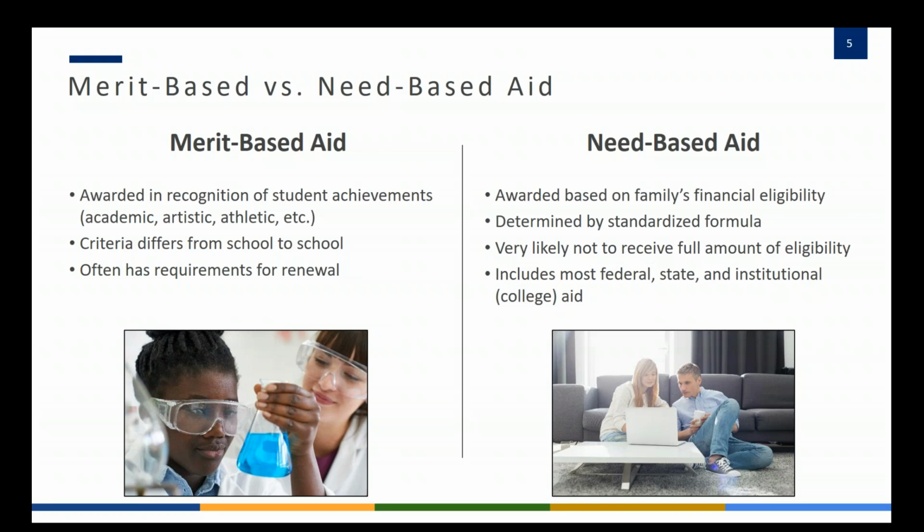The criteria can differ from college to college, whether or not they even give out merit-based aid, as well as what the amounts are and the criteria to maintain those scholarships. So students who do receive a merit-based scholarship from a school will want to make sure they understand the criteria to maintain that scholarship. Is there a minimum GPA that they need to maintain? Is the scholarship tied to a certain program at the college? So if they change majors, will they lose that scholarship?